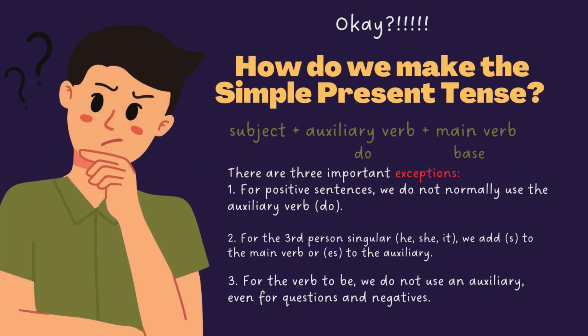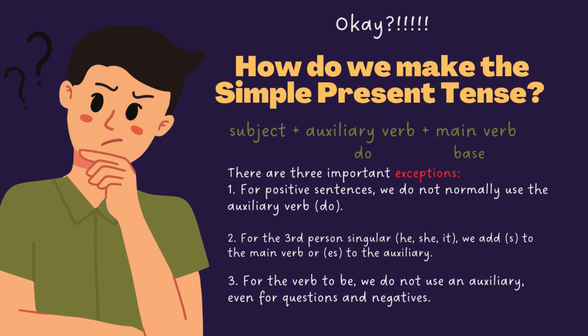Okay, so how do we make the simple present tense? We make the simple present tense in two ways. We use the auxiliary verb do and we also use the verb to be. For this slide, let's look at the auxiliary verb do. Now, to use the auxiliary verb do, we need a subject of a sentence, we need the auxiliary verb, and we need the verb in the base form, which is in the present form.